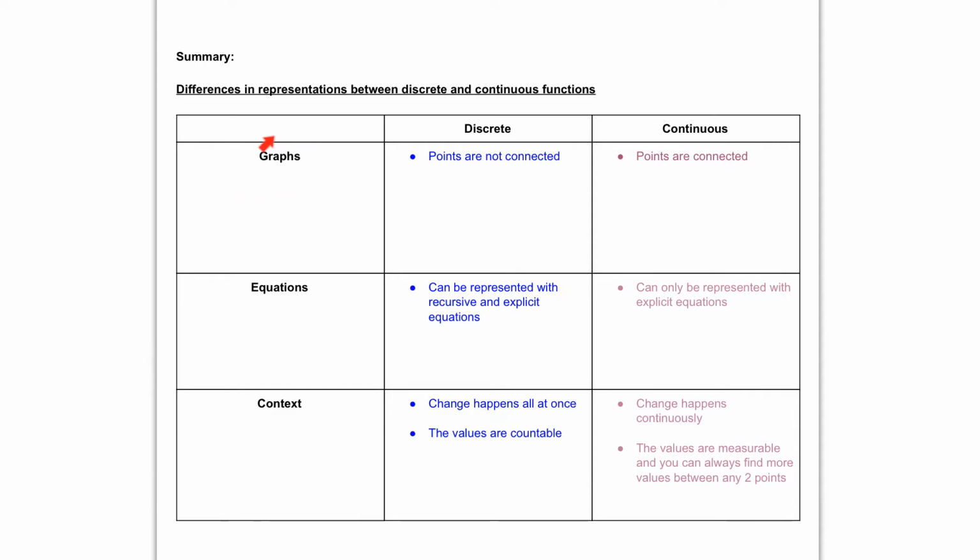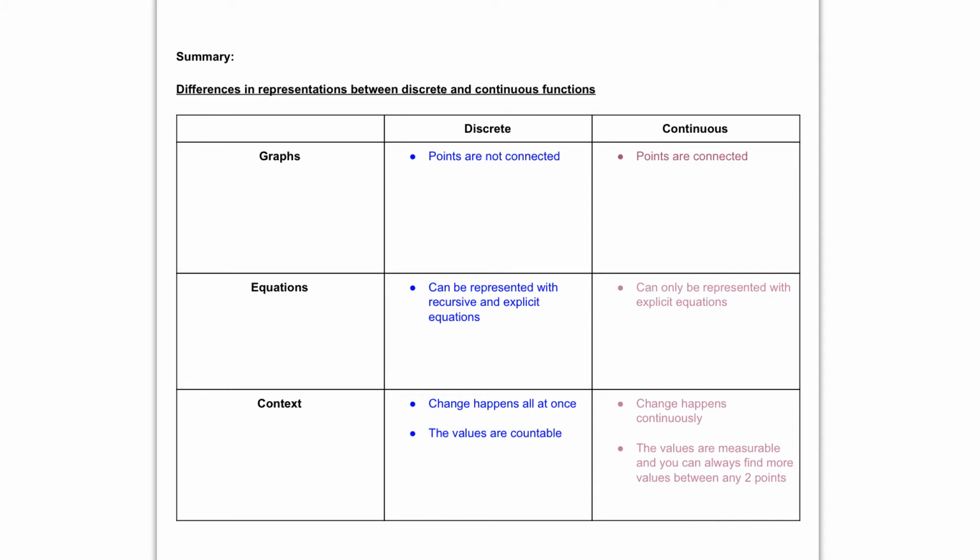So if we're talking about a graph, if the points are not connected, we know it's discrete. If the points are connected, we know it's continuous. Discrete with not connected, that means that we are counting those points, where continuous means we can measure all the points and the values in between.